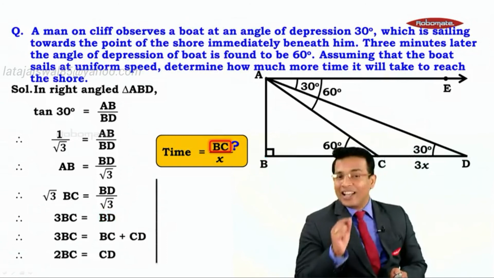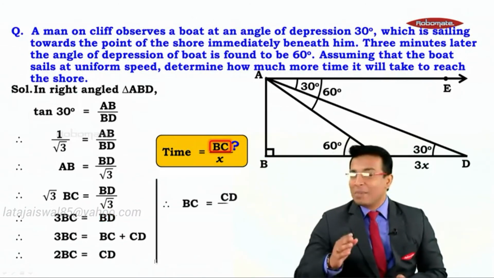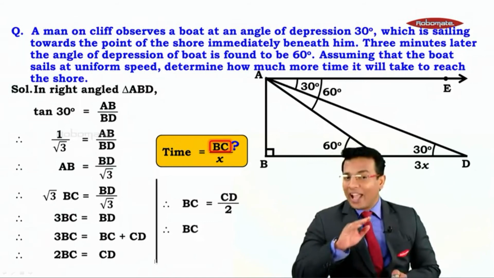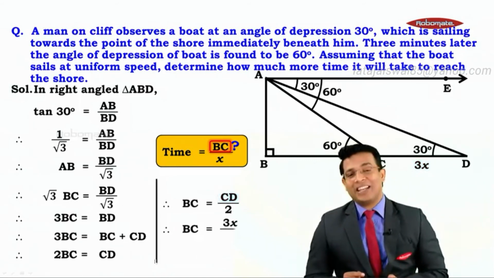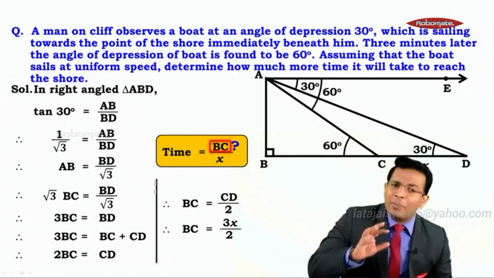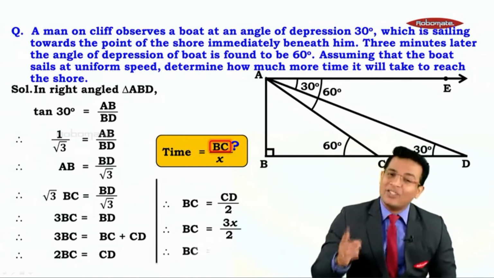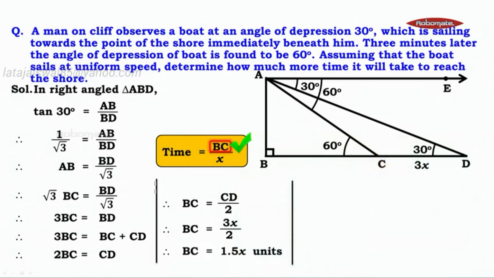And you know what? The length of CD is known to us. Right, now from this we can say that BC is equal to CD upon 2. And the value of CD we already know is 3x. So we write BC is equal to 3x upon 2. Wasn't that easy? So now students, we wanted the length of BC. Have we got the length of BC? Yes. So can we calculate time now? Yes. So we know BC is equal to 1.5x.